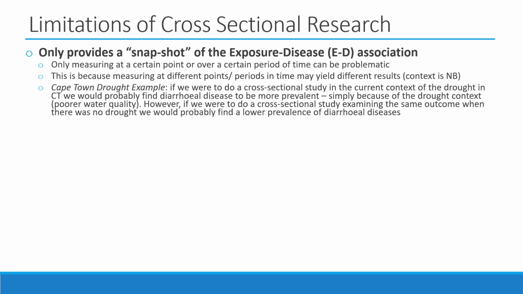This is also because if you do the same study at different points in time, you may get different results. So it's a snapshot. Think, for example, about an example from South Africa. If you want to look at diarrheal disease, or even here, if you wanted to know the prevalence of a particular disease, if you do it in different seasons, it will be different. So you have to think about what time you're doing it in, because you don't have the time element.